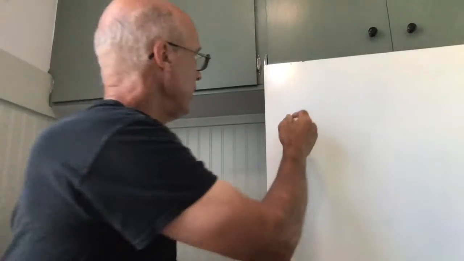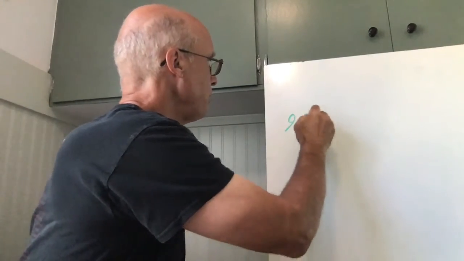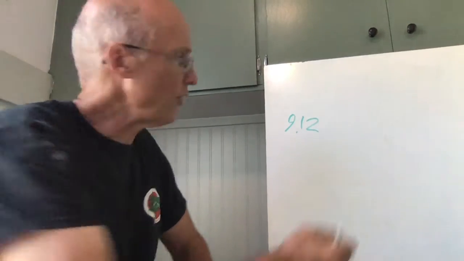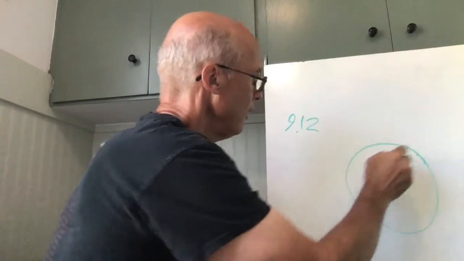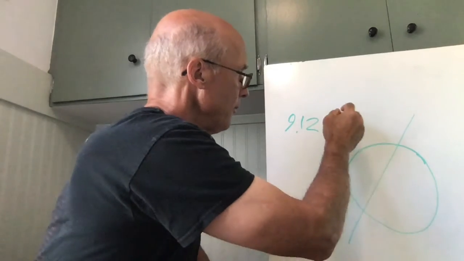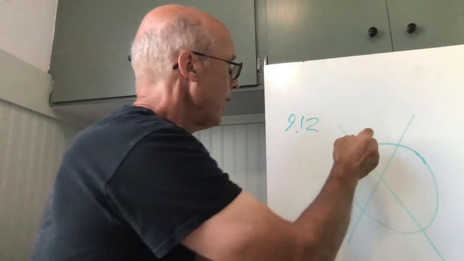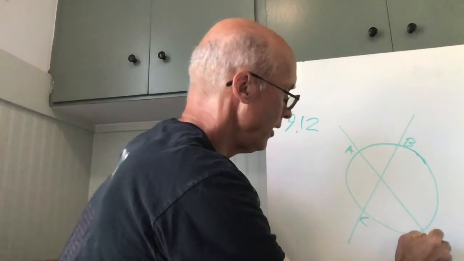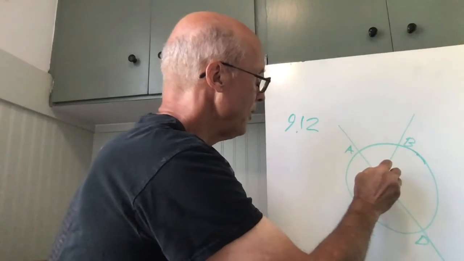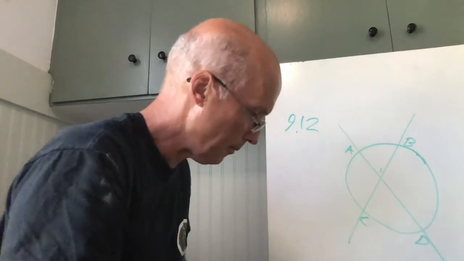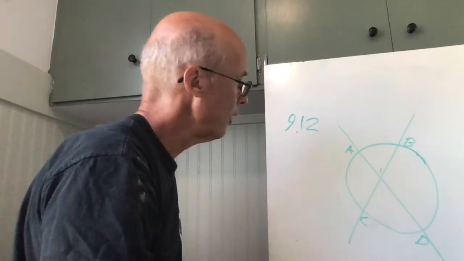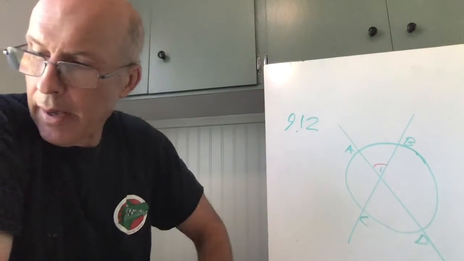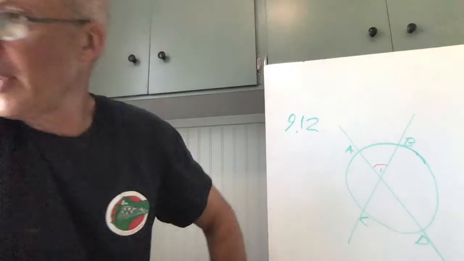The first one is theorem 9.12. And it basically says that if you have two secants, and let's just call this A, B, C, D, and maybe this is angle 1, okay? So angle 1 is right here. So when you have two secants, let me read it to you.